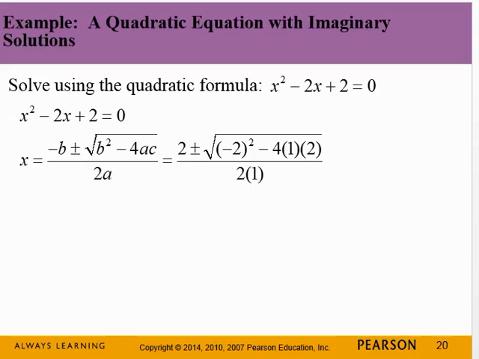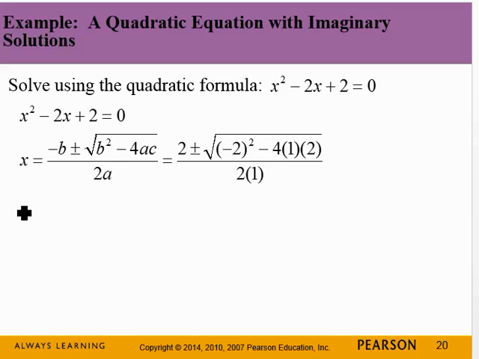So let's look at a problem. Solve using the quadratic formula. Your equation is x squared minus 2x plus 2 equals 0. We already have written out what our quadratic formula is, and the numbers are already plugged in for you. So negative b makes this a positive 2, plus or minus the square root of b squared minus 4ac.